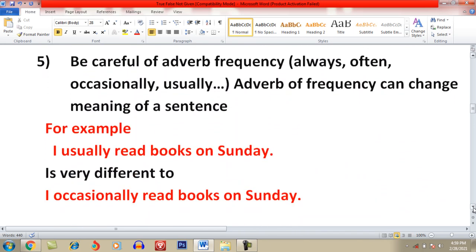Be careful of adverbs of frequency. Always, often, occasionally, and usually. Adverbs of frequency can change the meaning of a sentence. For example, "I usually read books on Sunday" is very different from "I occasionally read books on Sunday." So be careful whenever these adverbs of frequency are present, even in the paragraph or in the question.